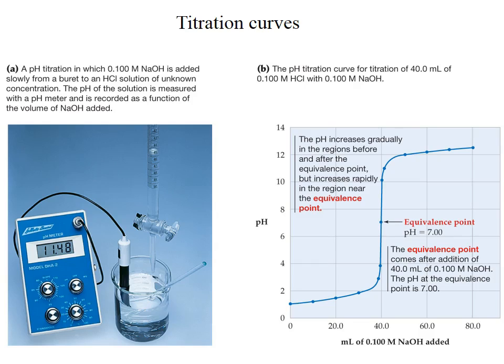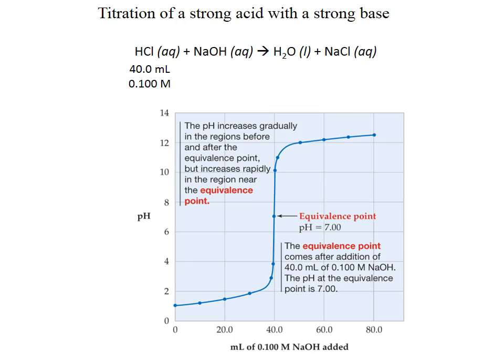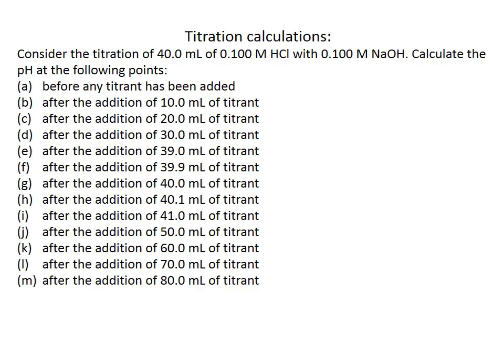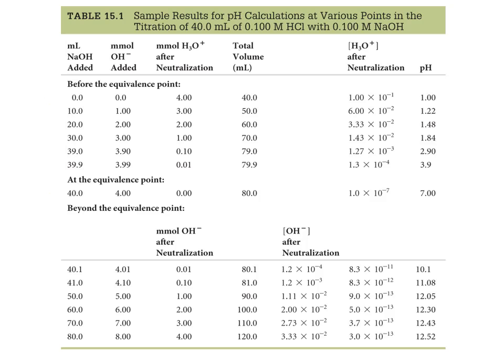We can plot pH on the y-axis as a function of volume of titrant on the x-axis. And each of these points represents answers you would get to part B of this calculation. And then those are plotted on the graph.